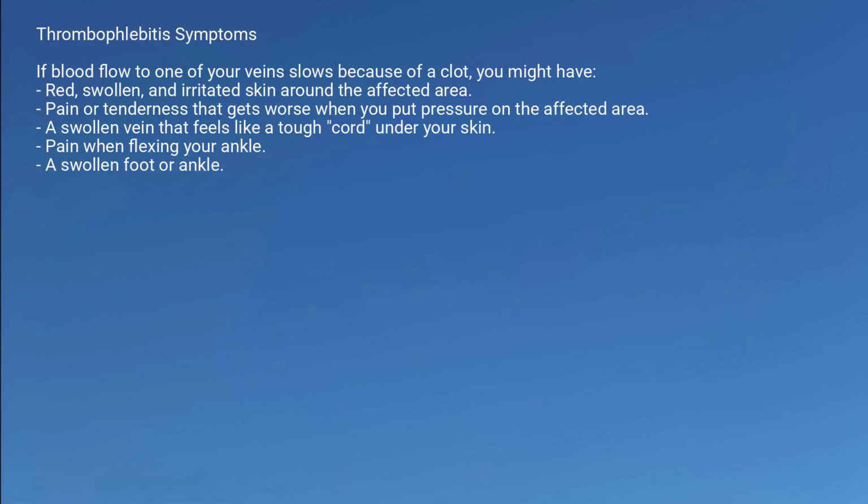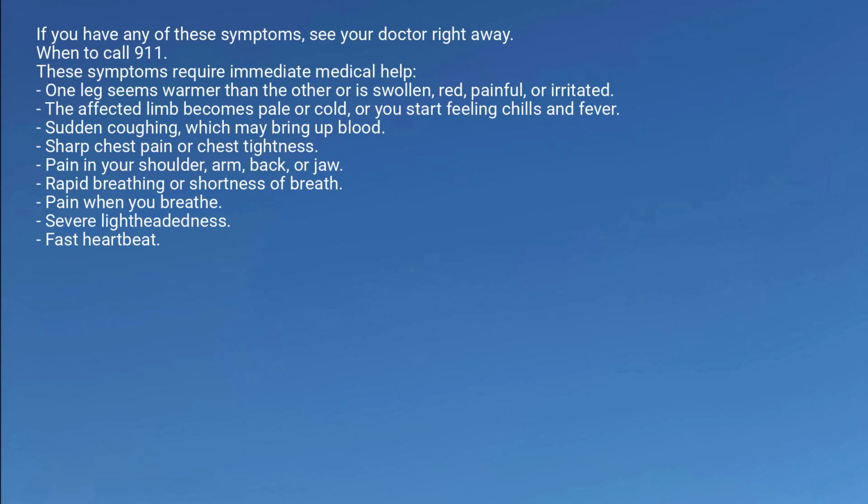Thrombophlebitis symptoms. If blood flow to one of your veins slows because of a clot, you might have red, swollen, and irritated skin around the affected area. Pain or tenderness that gets worse when you put pressure on the affected area. A swollen vein that feels like a tough cord under your skin. Pain when flexing your ankle. A swollen foot or ankle. If you have any of these symptoms, see your doctor right away.